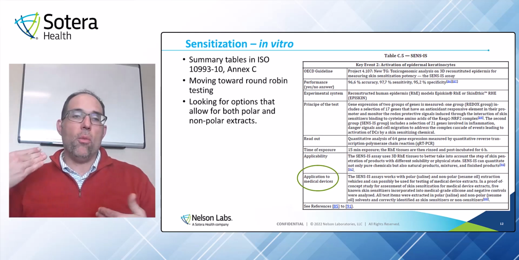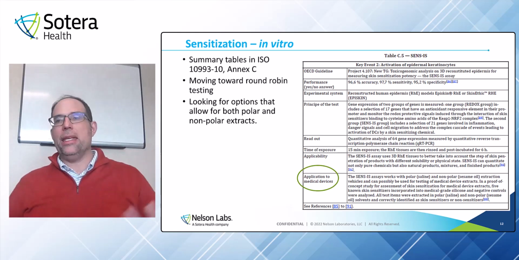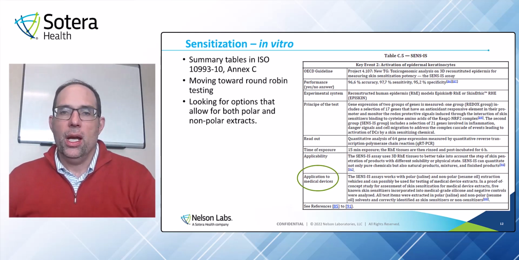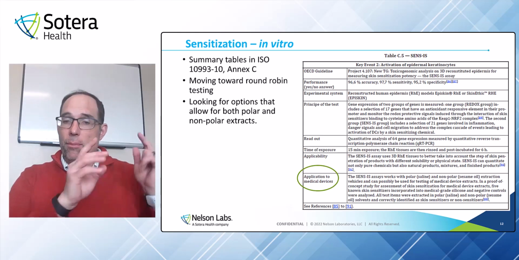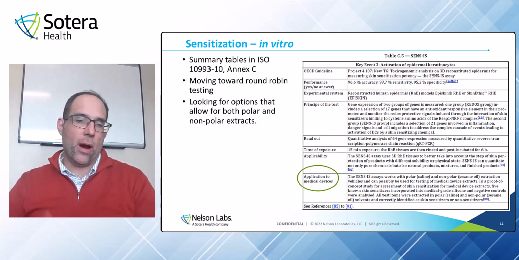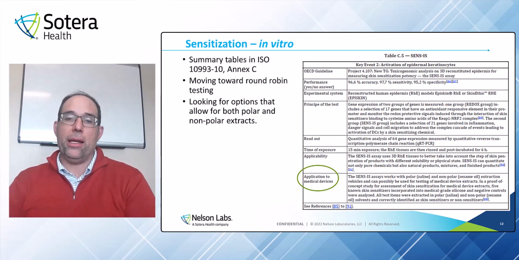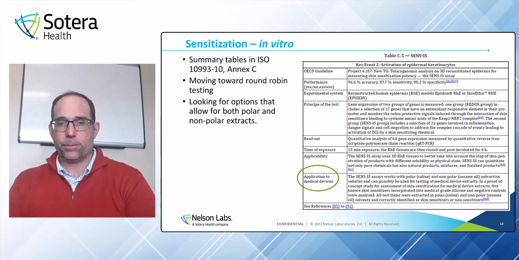But we're trying to do more of a round robin approach like we did for irritation, get testing labs to try these out, and find out which ones make good in vitro alternatives to the animal test. We have to make sure we can use them in both polar and non-polar extractions, because that's what medical device uses. It's not like a drug or a chemical that can be put directly on there. We have to have an extraction, so we have to have a method that works in both. That's what we're doing right now in the ISO committees.